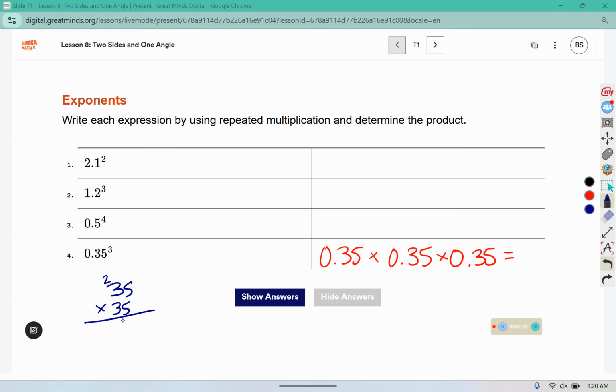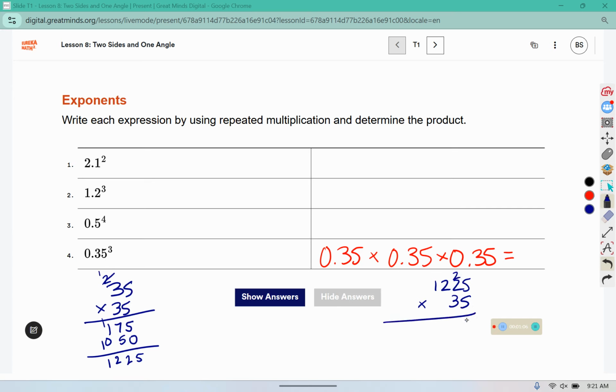5 times 5 is 25. 5 times 3 is 15, plus 2 more is 17. 3 times 5 is 15. 3 times 3 is 9, plus 1 more is 10. Then we're going to multiply that by 35.